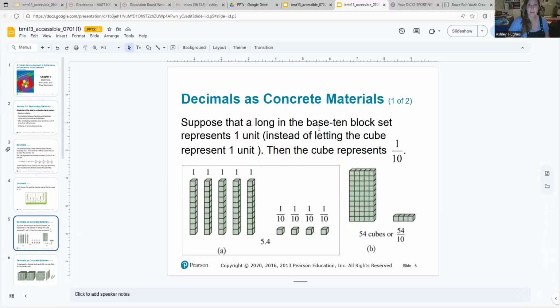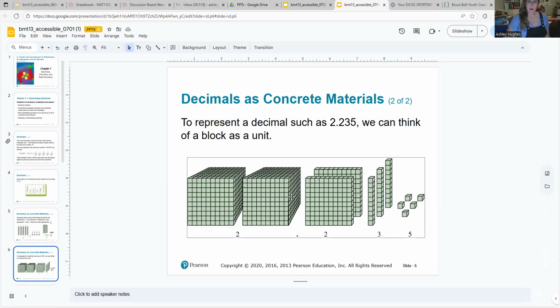Suppose that the long is the base 10 block that represents 1 unit, then the cube represents 1 unit. So they're saying if this whole thing is 1, then if you take part of it, that's 1 out of 10 pieces, that would be 1/10. So this is 2 wholes, and then 0.235.